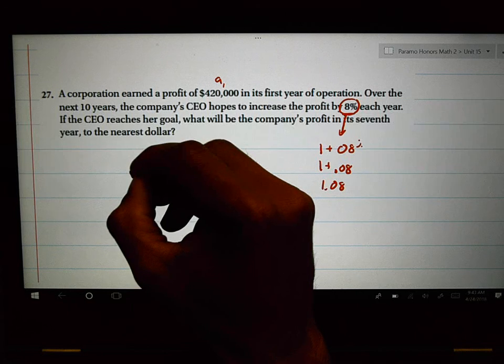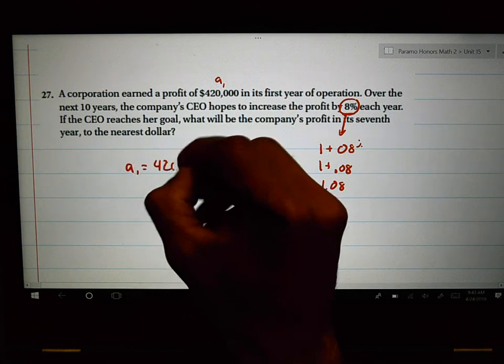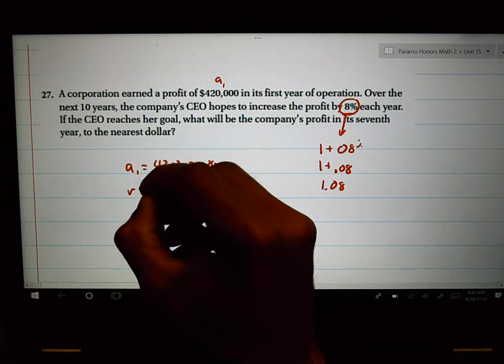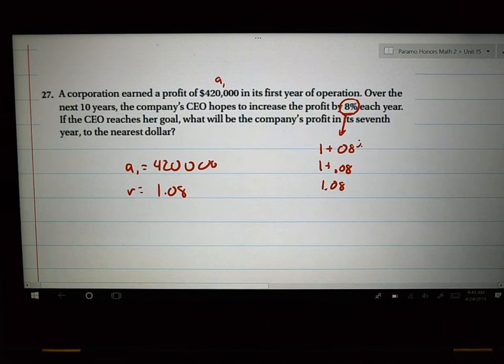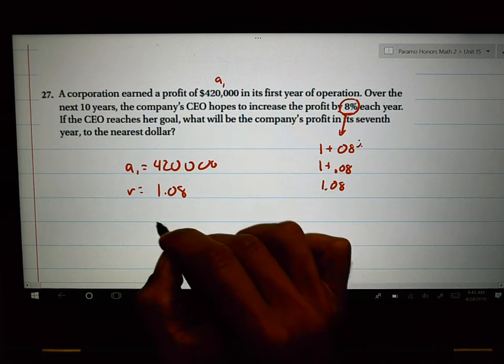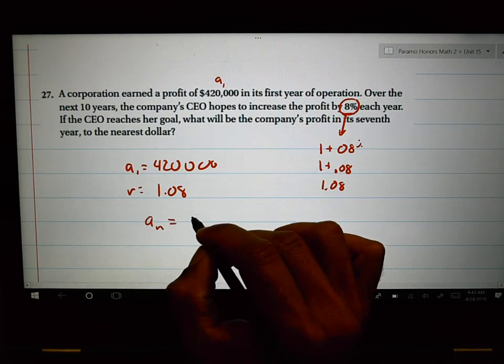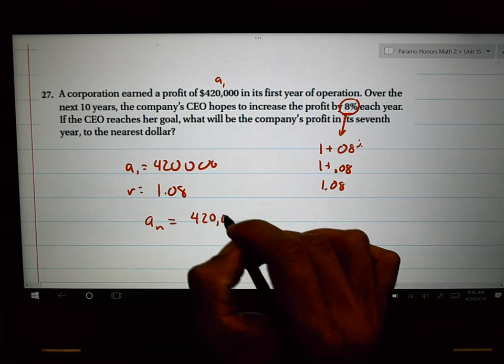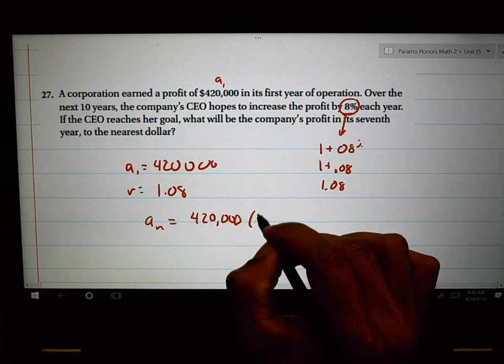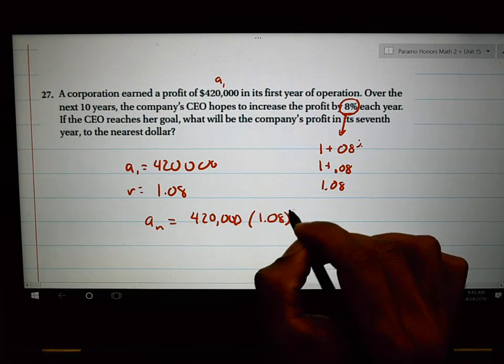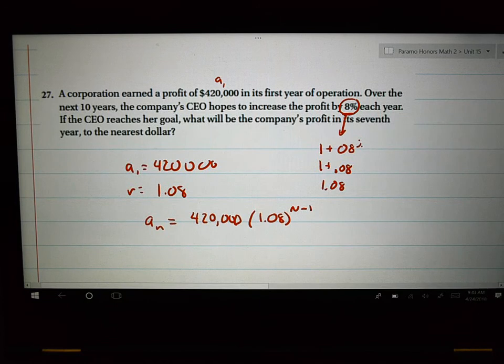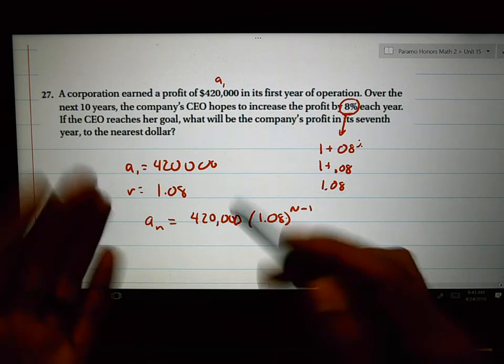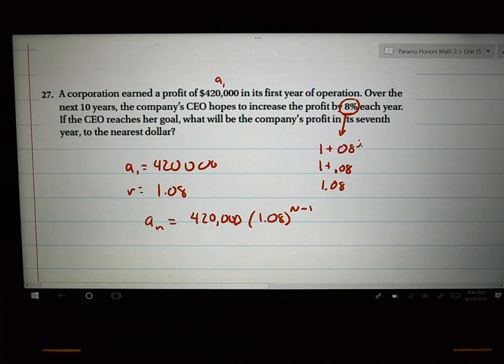A1, 420,000. R, 1.08. Now let's jump right into our formula. Our formula is this: A of 1, which is our initial amount, times 1.08 to the n minus 1 power. In the first year, if I plugged in 1, I would get 420 grand.